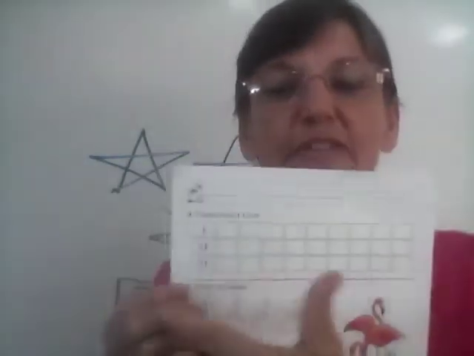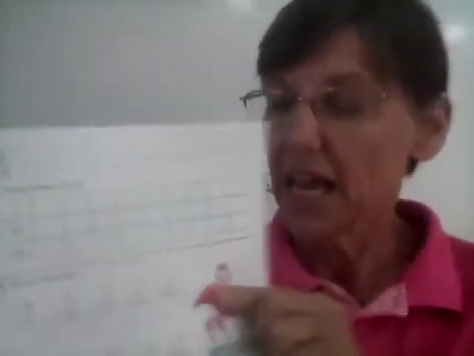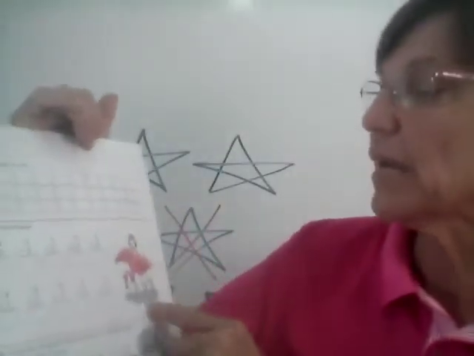On the back, on the other side, actually it's the front side, we're going to count 1 all the way up to 1, 2, 3, 4, 5, 6, 7. Count all the way up to 30. Here we have some flamingos. Write the answers here.